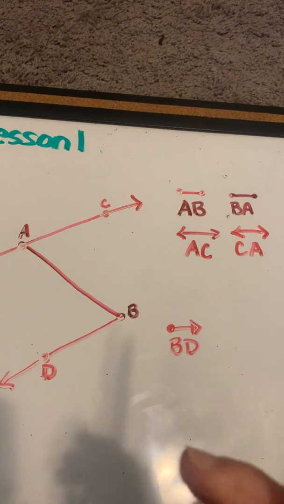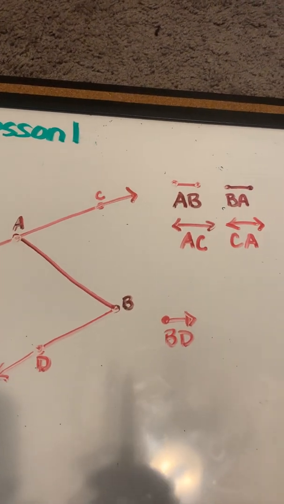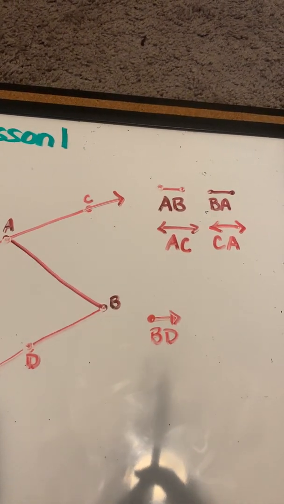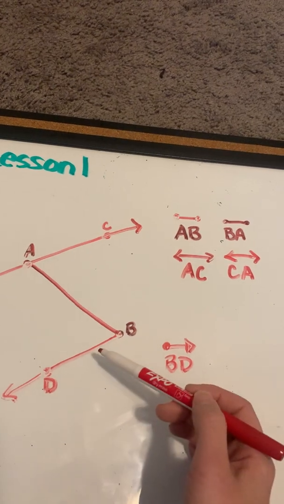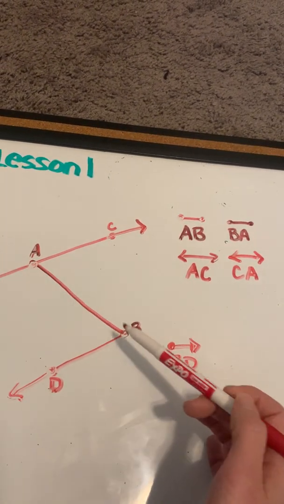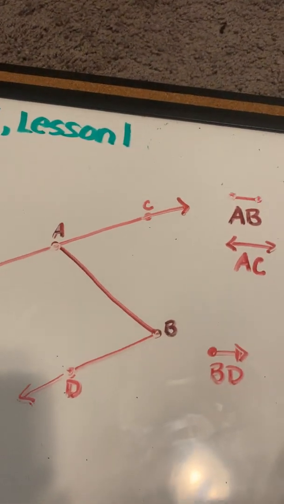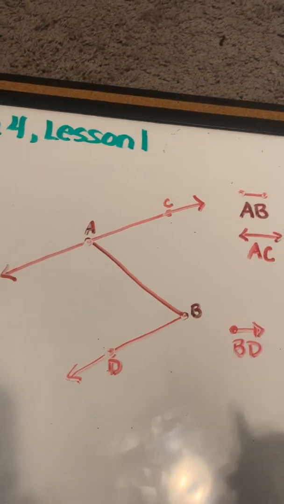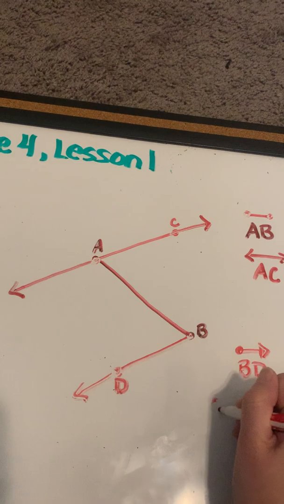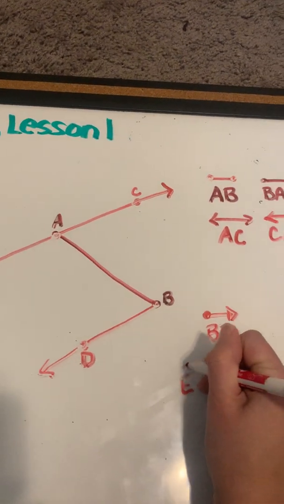So now let's draw a point E. Make sure that E does not lie in line with B or D, A or B, or A and C. Okay, so we're going to put an E on here. Let's put it right here. E. Label your point E.